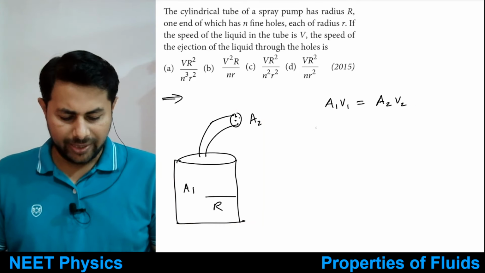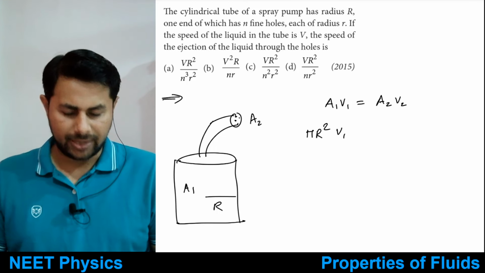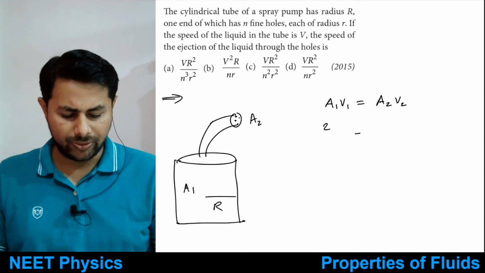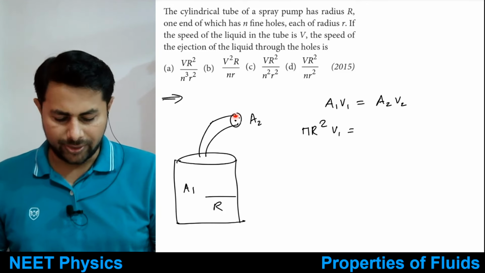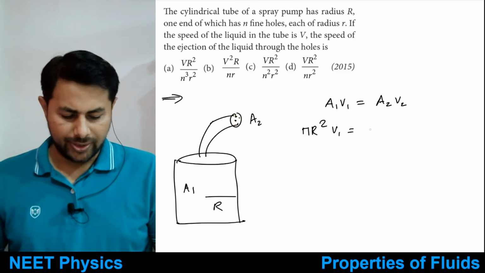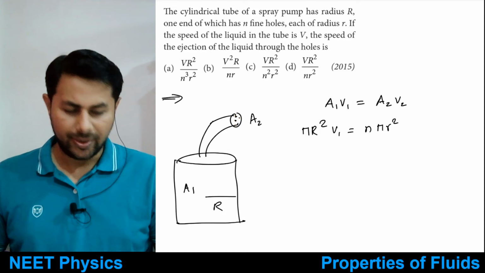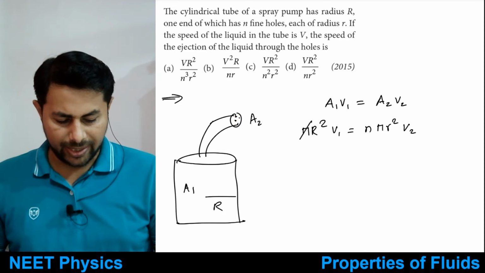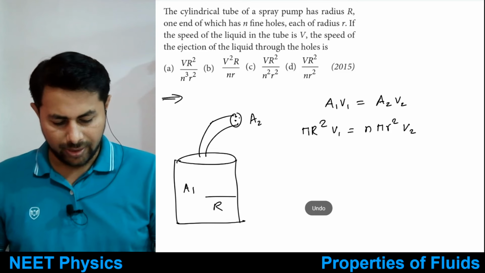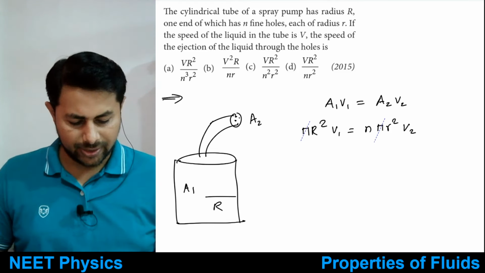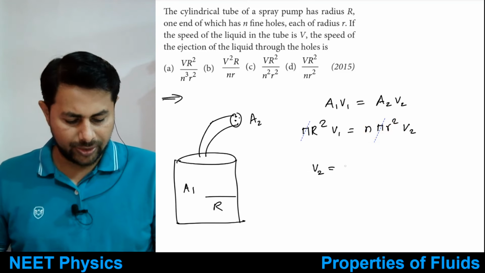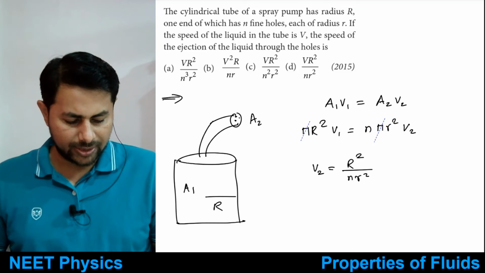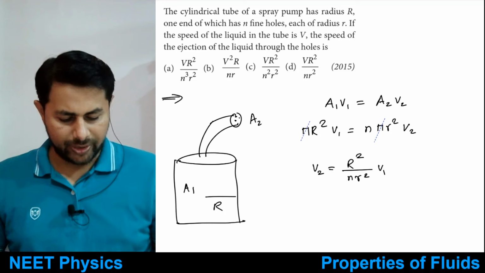And what is A1? So it is pi r square times V1 is equal to A2 V2. We want V2, no? So let's move A2 to the other side. Okay, so let's write pi R square times V1 is equal to A2. There are n fine holes, n small holes. So it is n times pi multiplied by small r square times V2, and then pi gets cancelled out. What remains is you can move this n times r square to that side. What do you get? You get V2 is equal to capital R square divided by n times small r square times V1. So that's your answer.